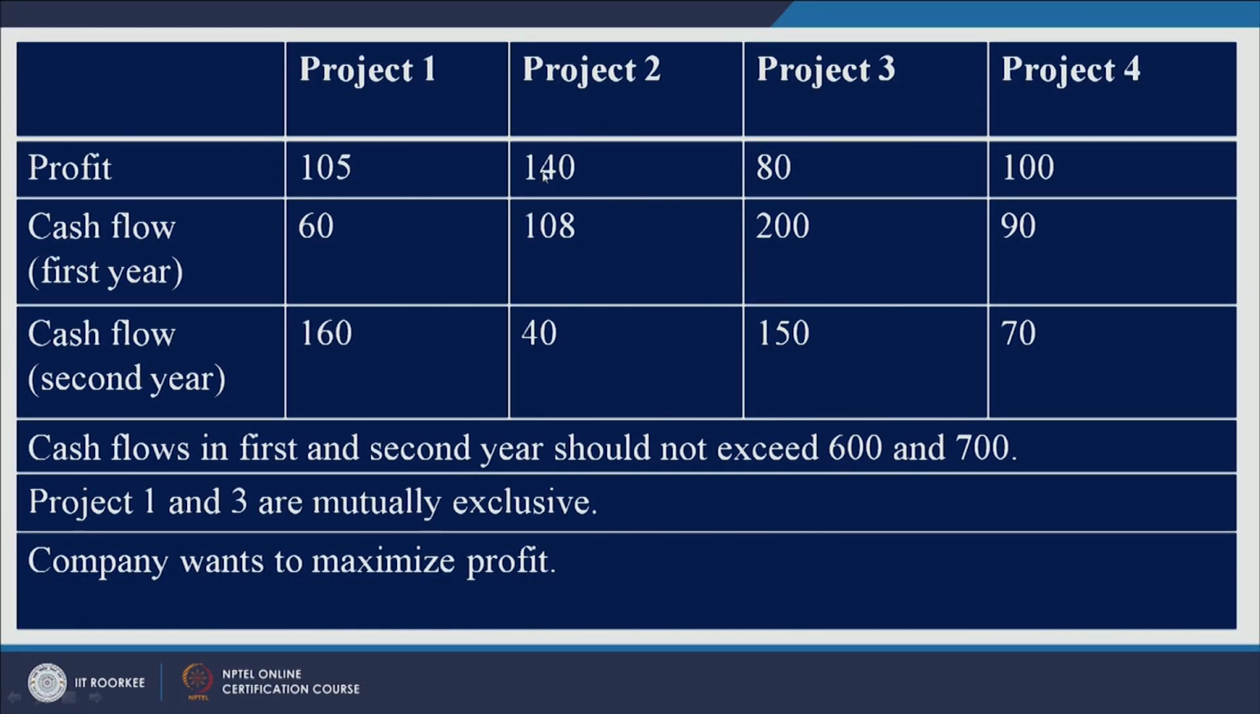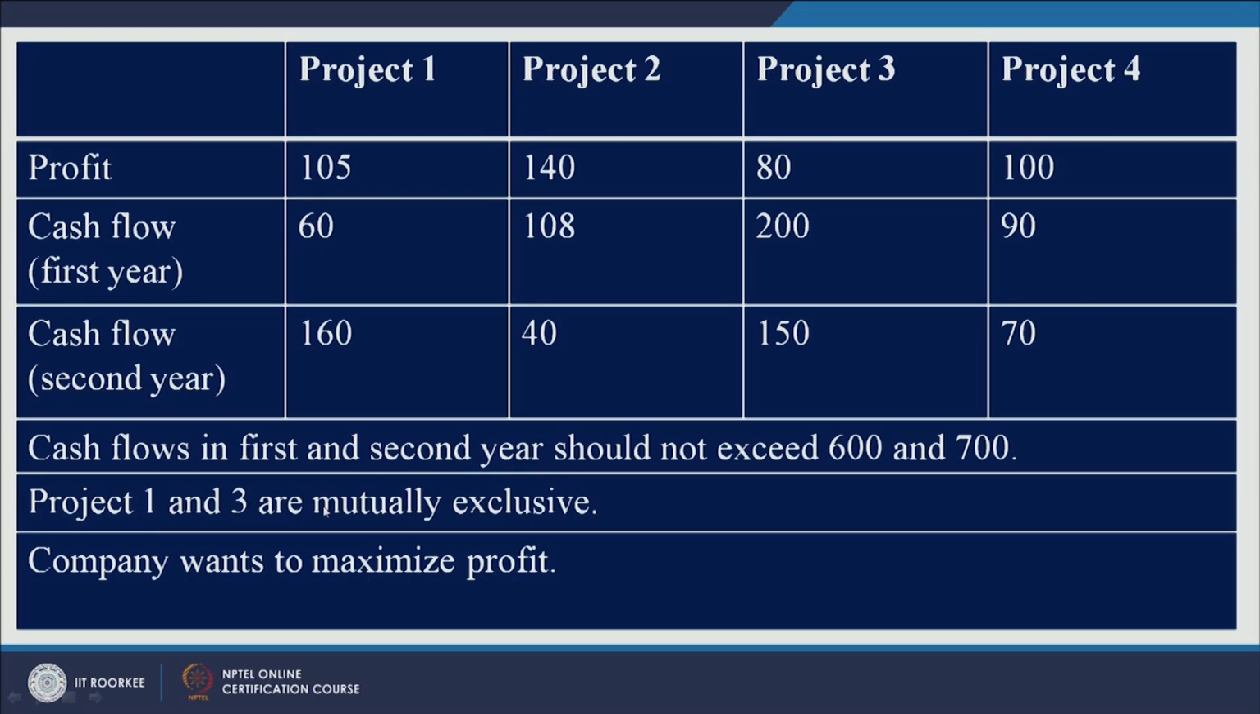Okay, so let us look at how to formulate the model. So, maximize 105 x1, 140 x2, 80 x3, 100 x4, subject to cash flow in first year. The budget is 600. So, 60 x1 plus 108 x2, 200 x3, 90 x4 less than or equal to this. The second constraint would be 160 x1, 40 x2, 150 x3 and 70 x4 less than or equal to 700.